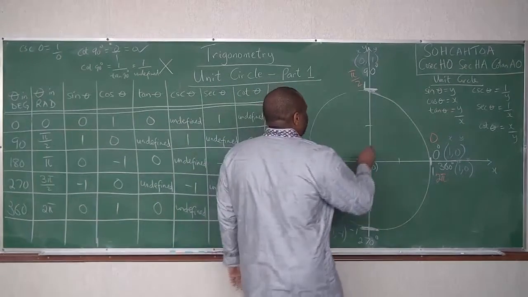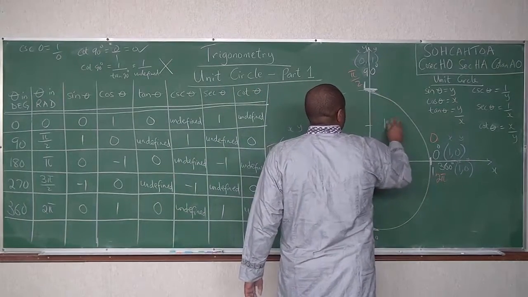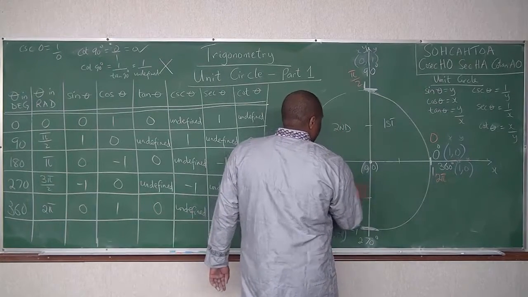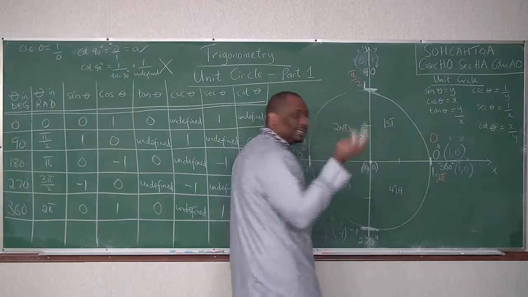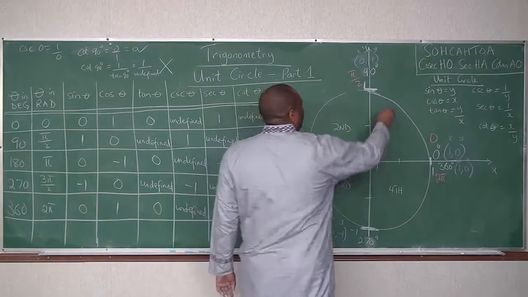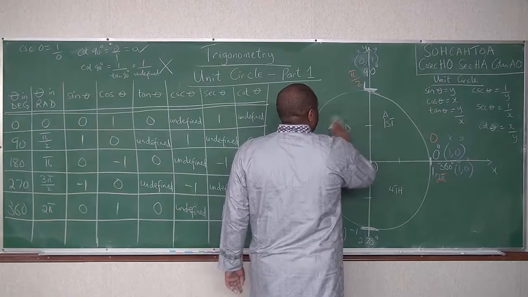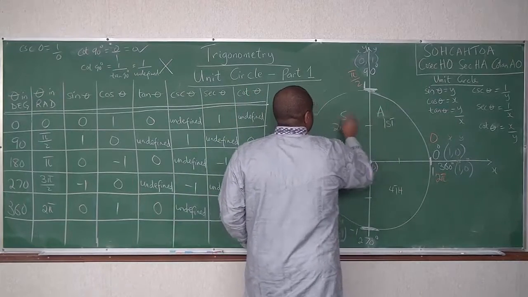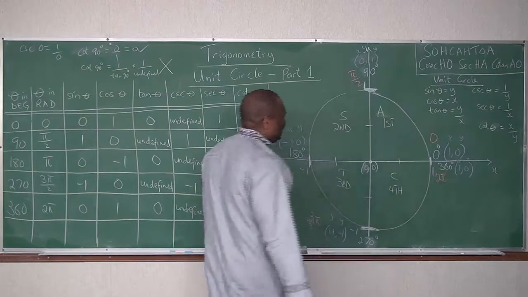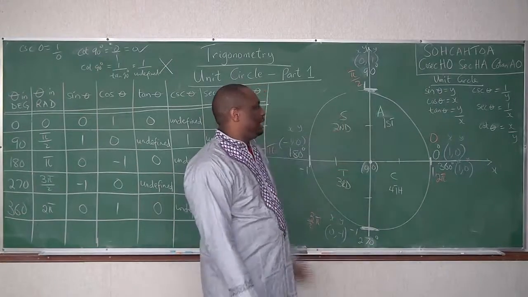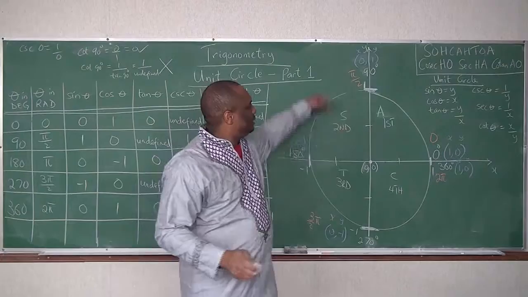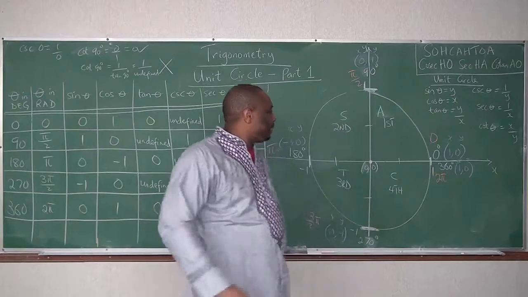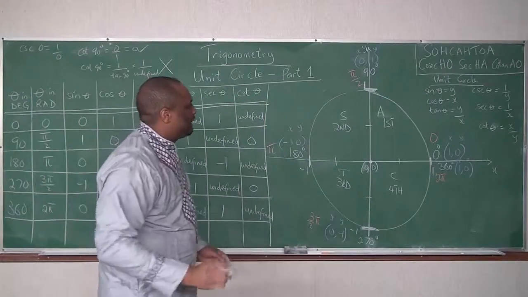Now remember, this is your first quadrant, second quadrant, third quadrant, and fourth quadrant. Remember that? We discussed that before. And of course, we say that this is ASTC. I'm going to use another color. Or you can say CAST, depending on the way you want to move. Some people say ACTS, some people say CAST, some people say ASTC. Somebody like me, I say ASTC. We talked about this before, so we won't waste our time on it.